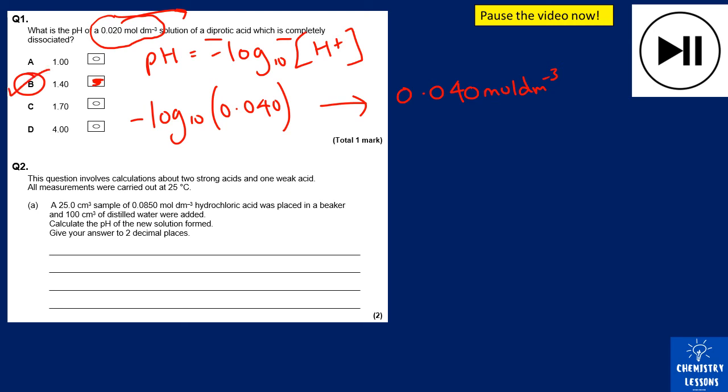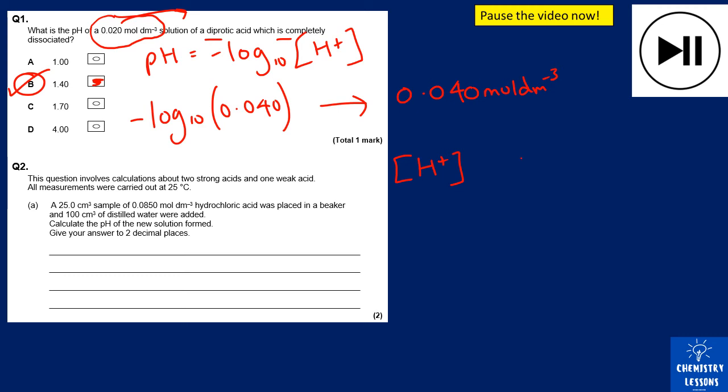Now question 2 is quite tricky, but let's just focus on what we need to do. We need to find the pH. To find the pH, we must find the H plus concentration. So we need to find the H plus concentration. Now what they're doing in this question is they're diluting it, okay?